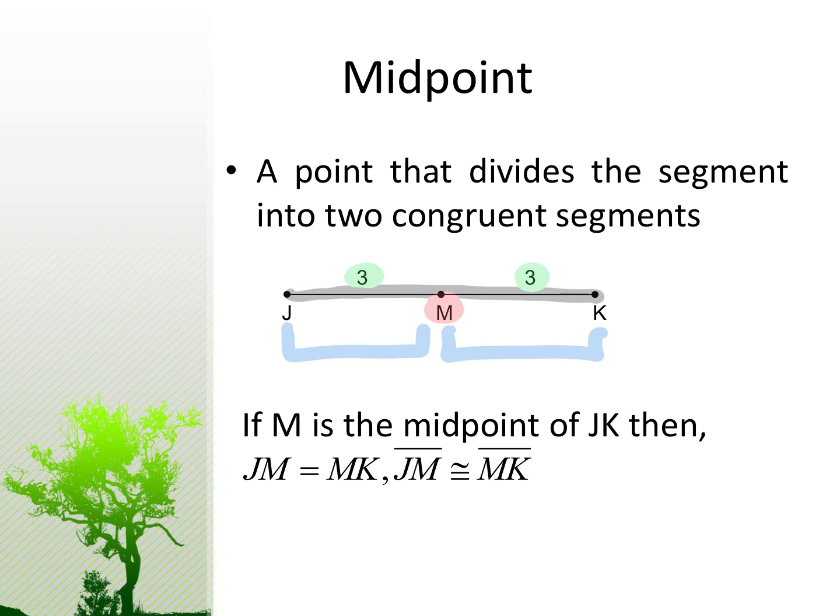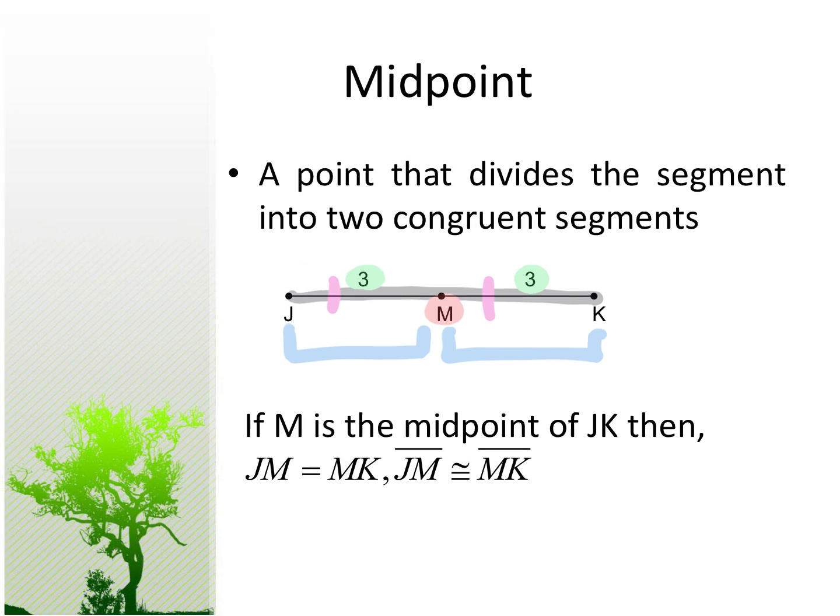Now, if they didn't give me how long each one of those segments were, then another statement I could make is just that JM is congruent to MK. So let's say, for example, they didn't give me the 3, but what they gave me were congruency marks. So whenever something is a midpoint of a segment, it's going to split that segment into two equal pieces.